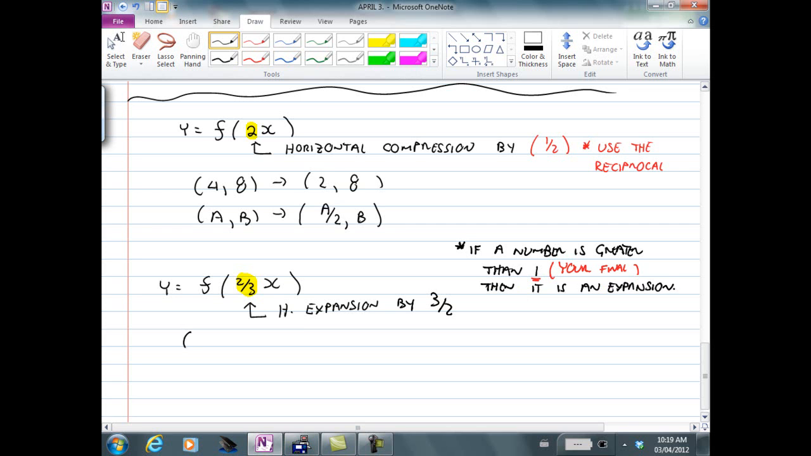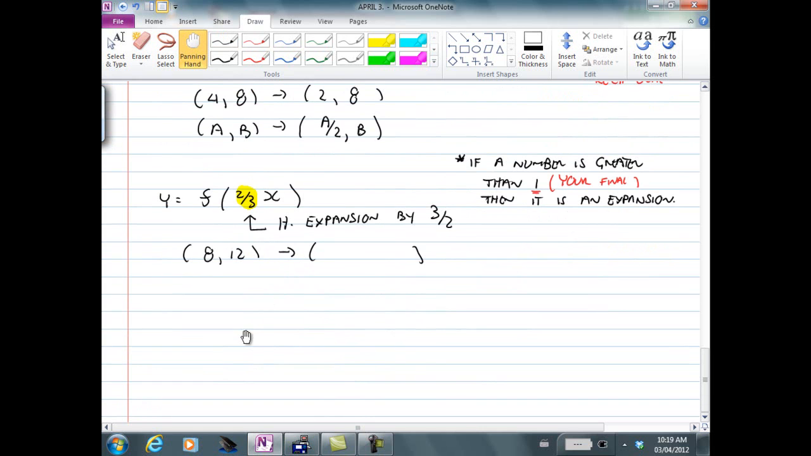If my point, for example, was 8, 12, what would the new point be? Have fun with this one. So we know it only affects the x-axis. So 8 times 3 over 2. 18. Oh, whoa. 12. Because 8 times 3 over 2 is 24 over 2, which is 12.